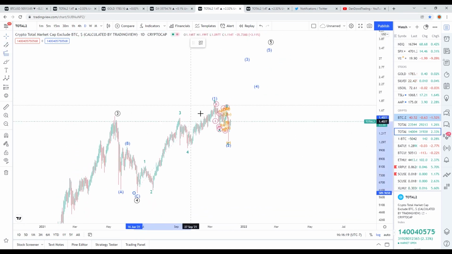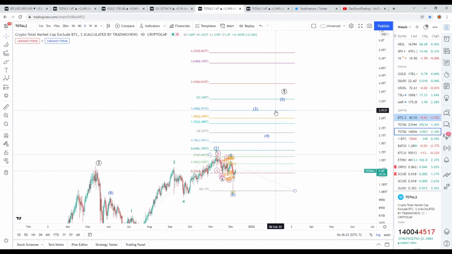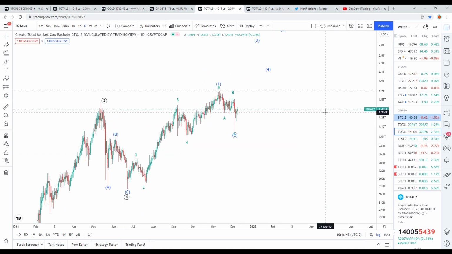One of the targets for a wave 3 is a 1.618 Fibonacci extension, which would take this up to about $2.913 trillion. This is my favorable count for the total altcoin market cap because in most of my videos on my channel, I go over these bullish Elliott Wave counts on the altcoins, and you can't have bullish Elliott Wave counts on the altcoins and then not have a bullish Elliott Wave count on the total altcoin market cap, because the altcoins make up the total altcoin market cap.